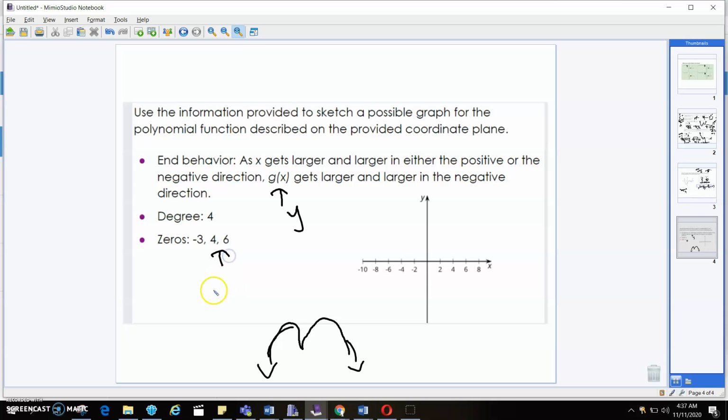And then we got zeros at this. So we've got -3, 4, and 6. Okay? So one of these has to be a bounce, and one of these has to be a cross. Okay, so you're just sketching a possible outcome. So I would probably say that this is a cross, this is a cross, and this is a bounce.